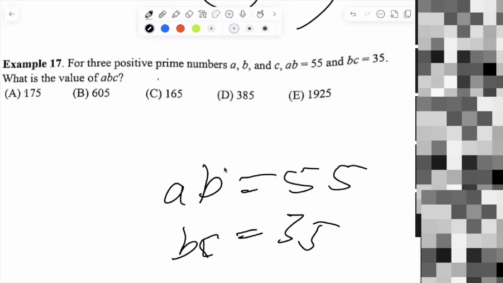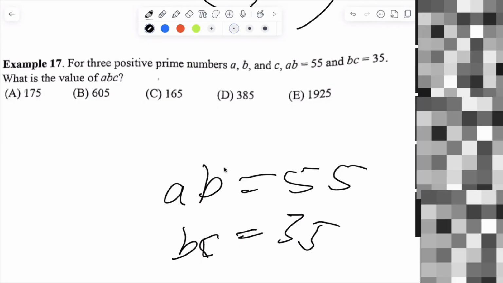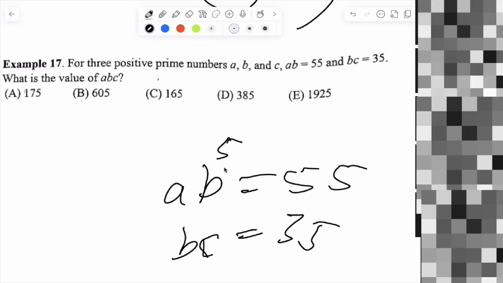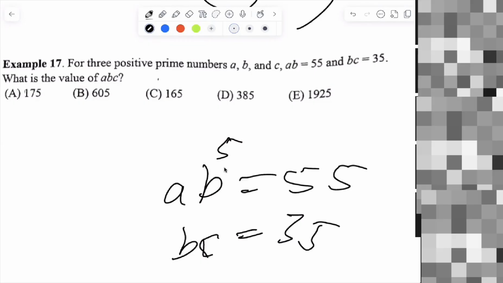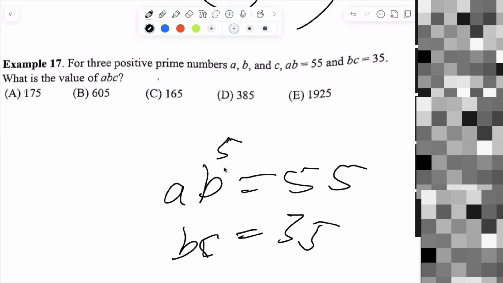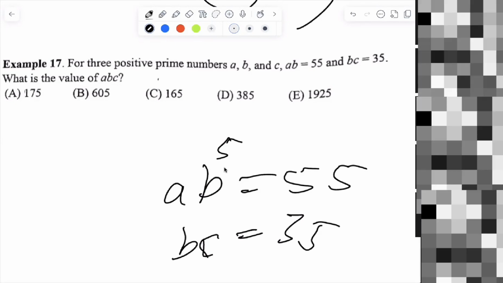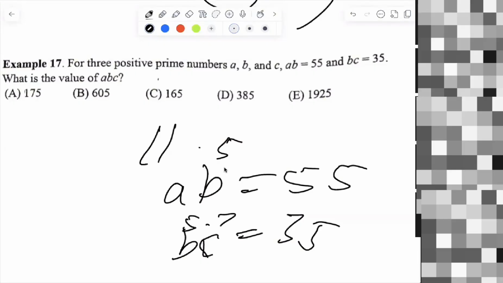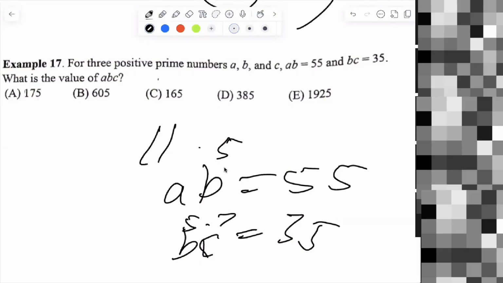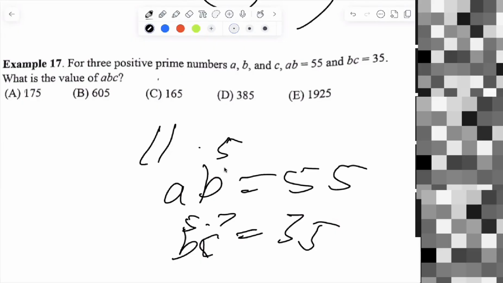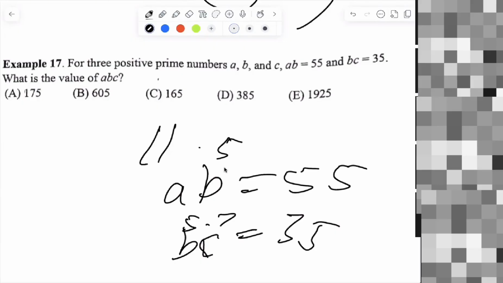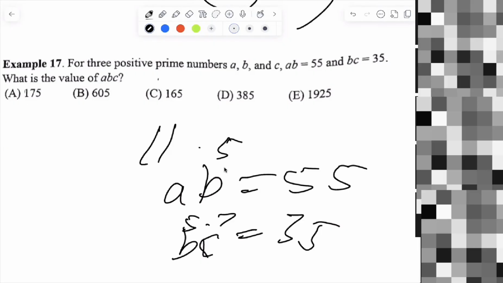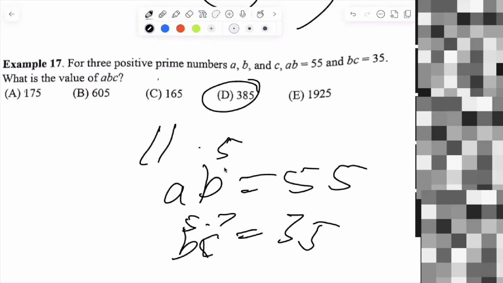Since B is in 55 and B is also in 35, B must be 5, since that's the only way B can divide 55 and also divide 35. That's only if B is 5, which gives 11 times 5 and 5 times 7. So A is 11, B is 5, and C is 7. Multiplying all of this together, 11 times 5 times 7, gives you 385 as your answer.